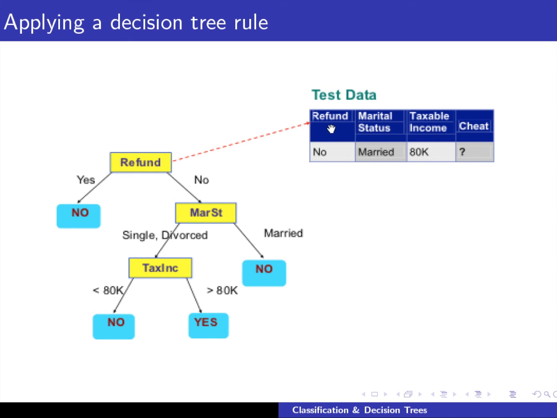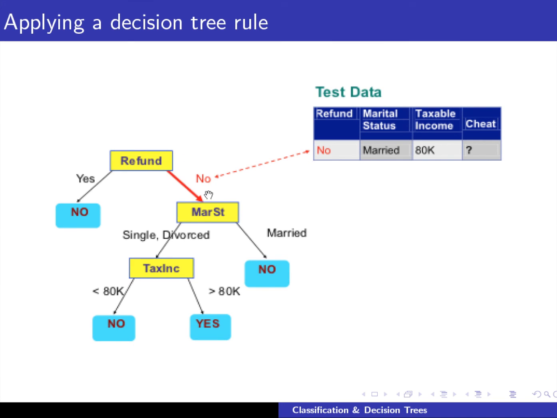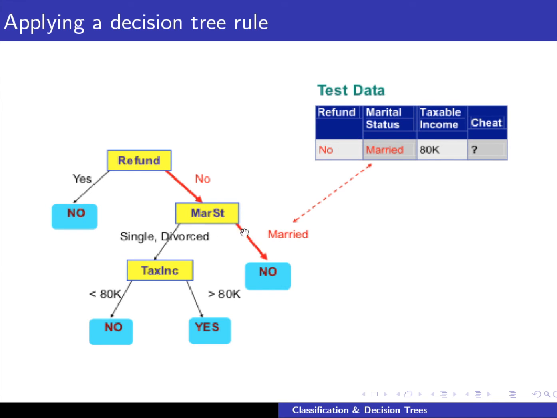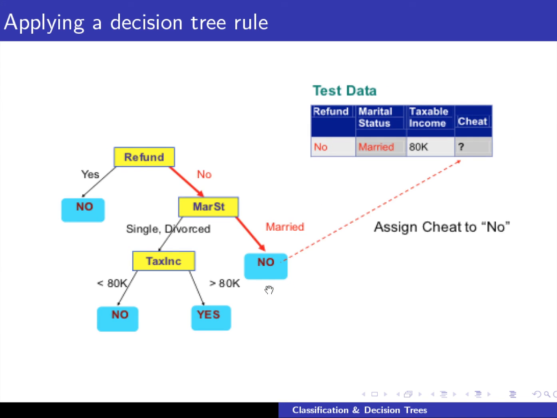So all that's happening here is we're going to just go through and look at refund. It's no, end up with marital status. That's married. End up going down the married corridor here and ending up with no. And then we assign cheat to no. We say they did not cheat. And so that's something where you would never do it manually like this. You would create the tree in R, and then you would use a tree to predict based on test data.